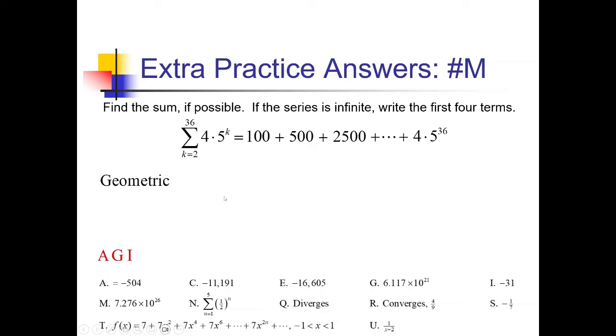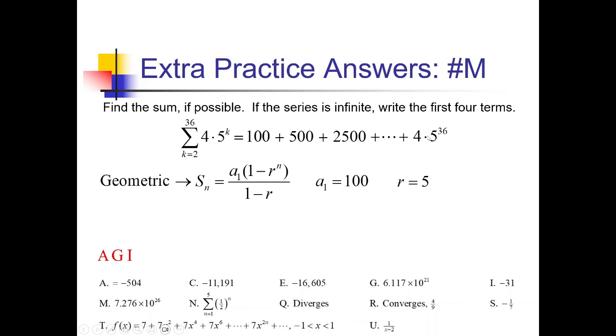So writing a few things down, first let me write my geometric ratio formula for the sum of a geometric series. That would be a sub 1 times 1 minus r to the n all over 1 minus r. My first term, my a sub 1, is this 100 that we wrote up here. For my r value, that's what I'm multiplying by each time. In this case, that's 5. And then for n, that's the number of terms in this series.